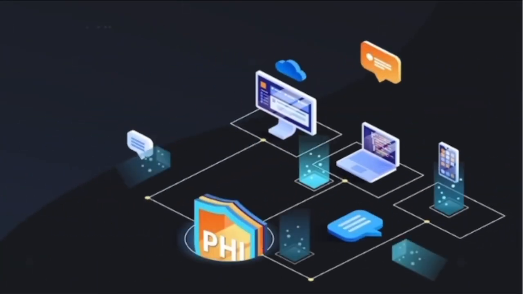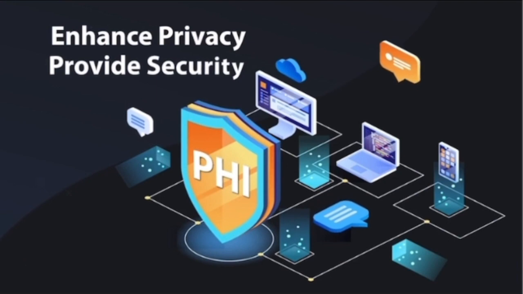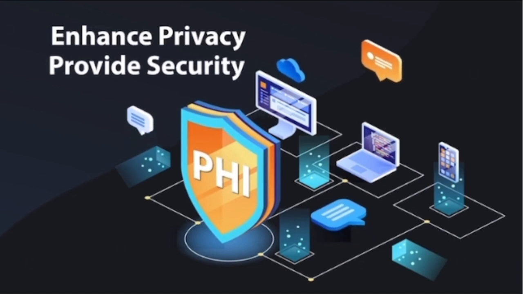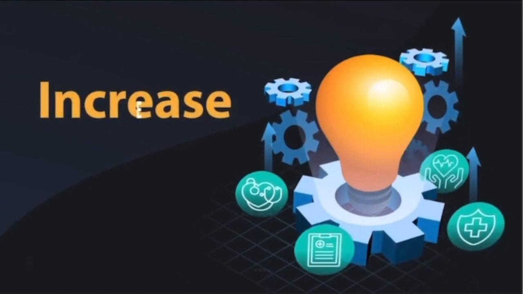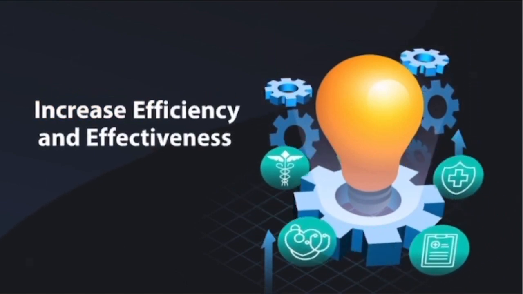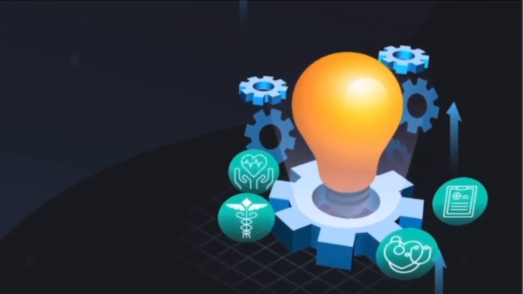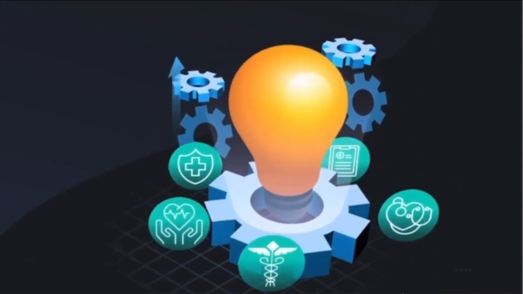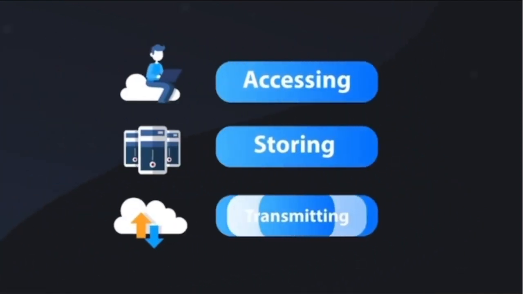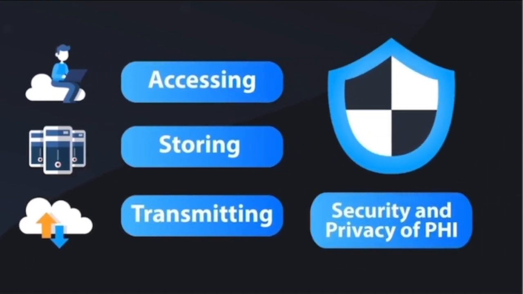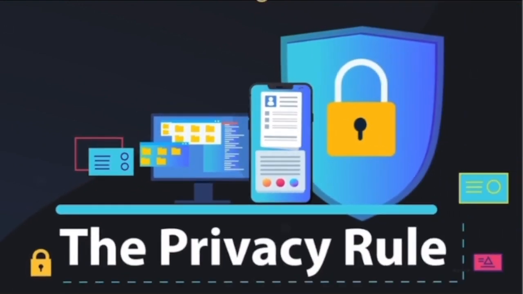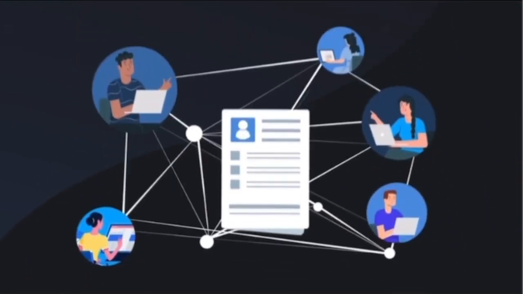The first main purpose of HIPAA is to enhance privacy and to provide security for protected health information, or PHI. Another goal was to increase efficiency and effectiveness of the healthcare system overall. And lastly, HIPAA was designed to establish standards for accessing, storing, and transmitting medical data and ensuring the security and privacy of PHI.